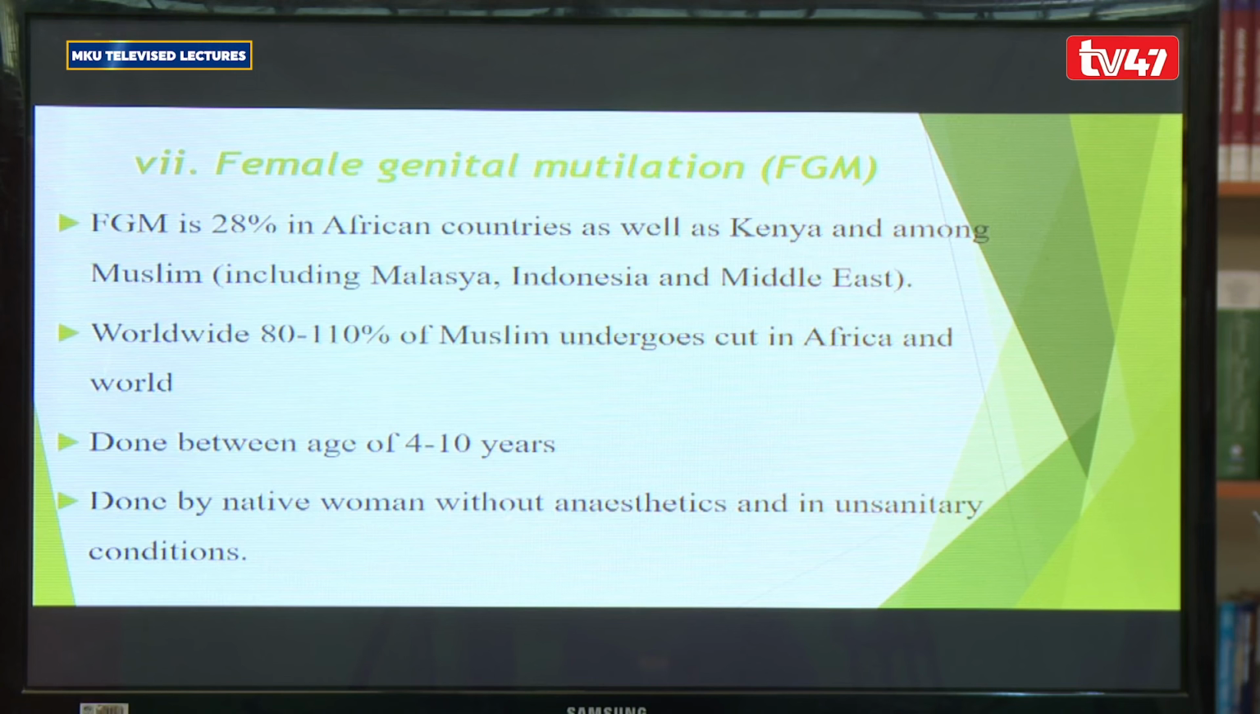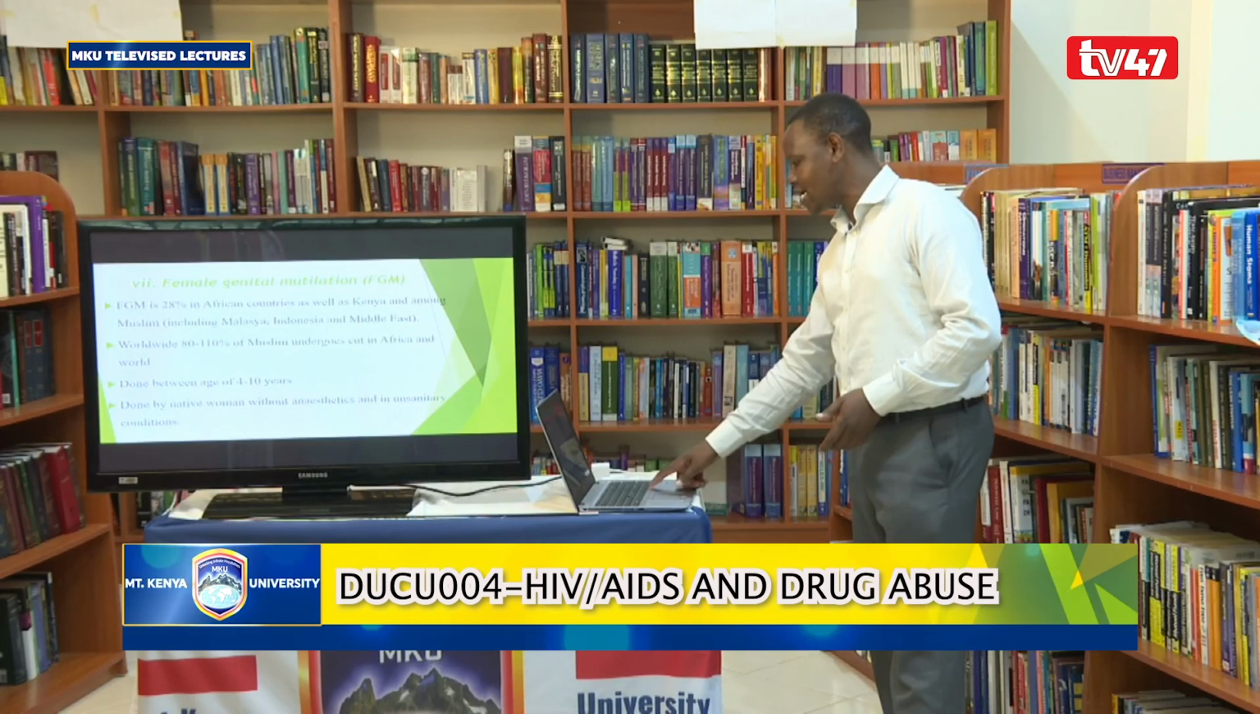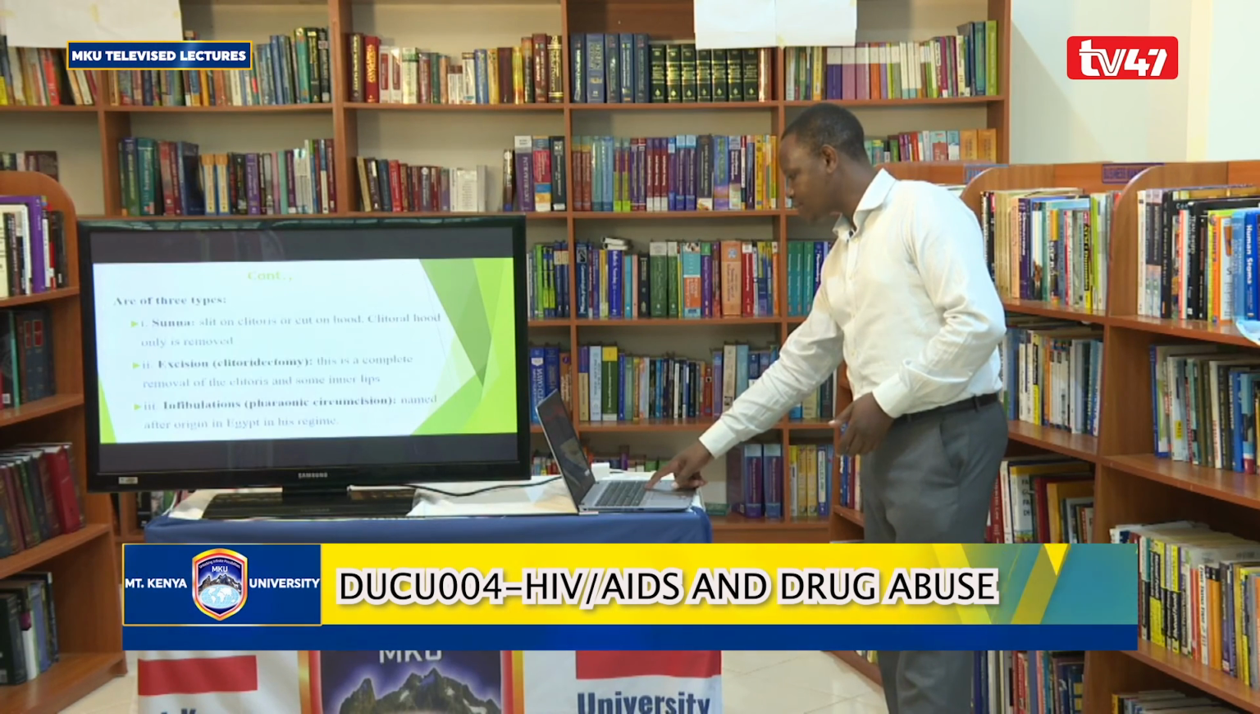It is done between the ages of 4 and 10 years, when one doesn't have the consent to undergo FGM. It is done by native women without anesthetic and in unsanitary conditions. The instruments they are using might not be sterilized, and maybe they could be shared, and there is a high chance of the spread of HIV.